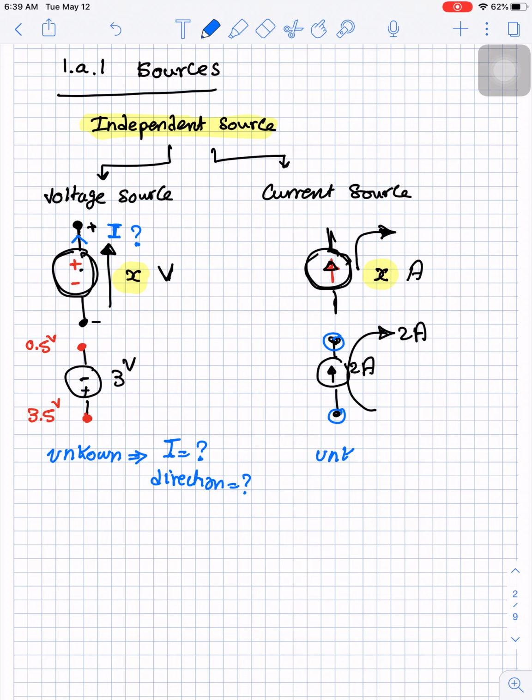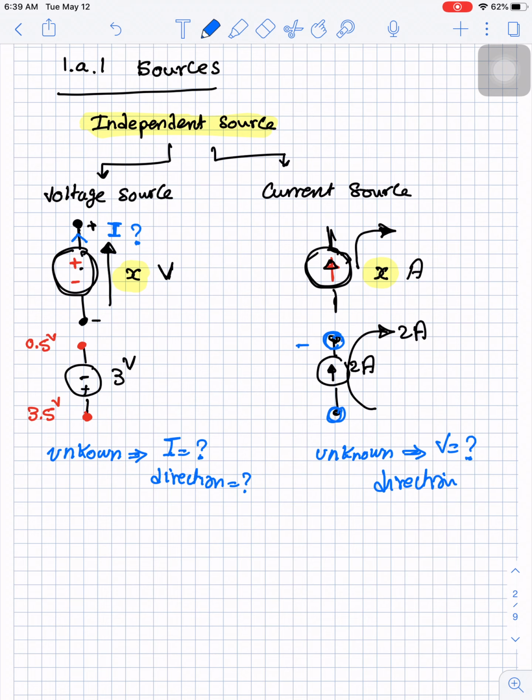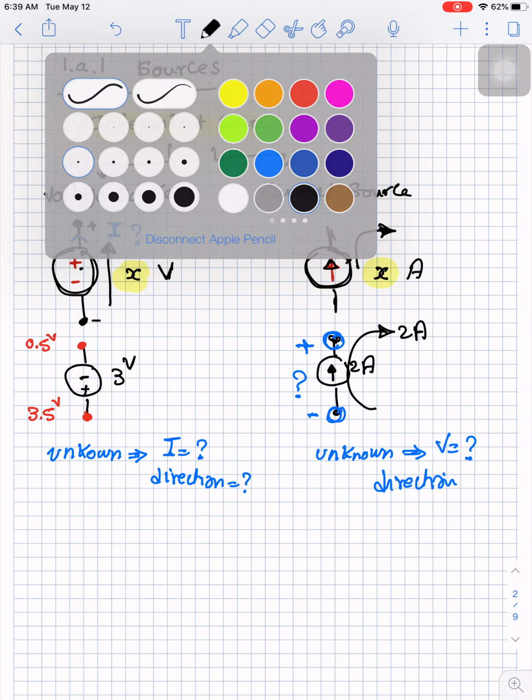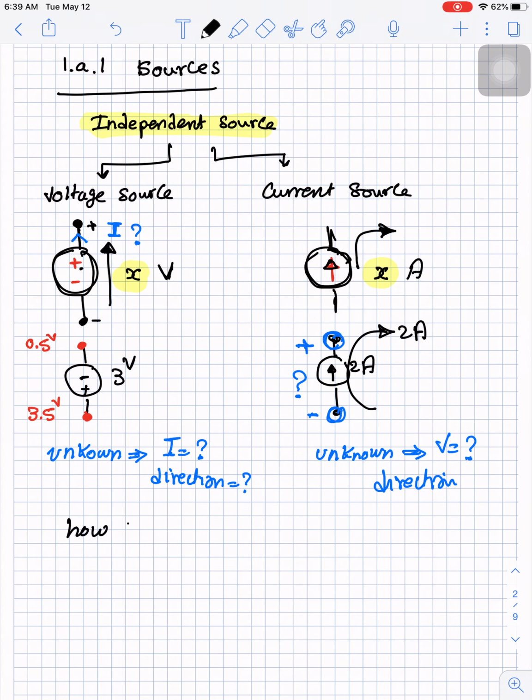So the unknown will be the voltage as a magnitude and the voltage as a direction. Which terminal of these 2 terminals has a higher voltage? So we will assume the voltage here positive and the voltage here negative, and this voltage is unknown. Now we will come to a point which is the assumption of the direction. How to assume the direction for sources.